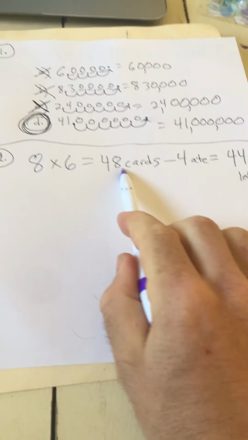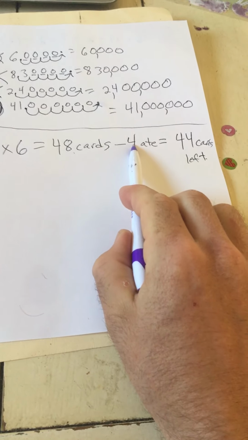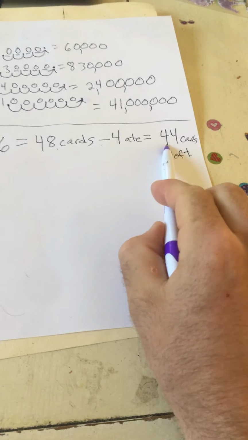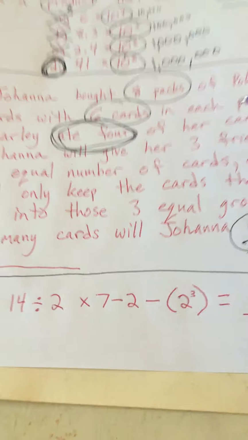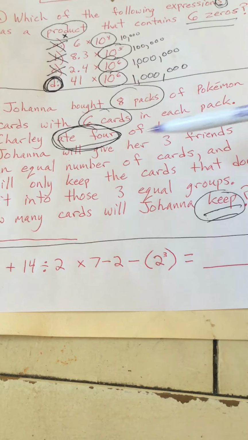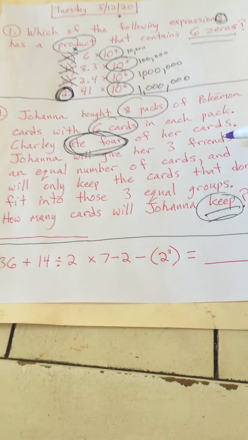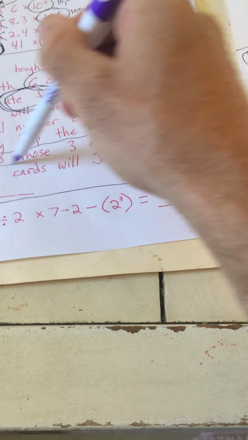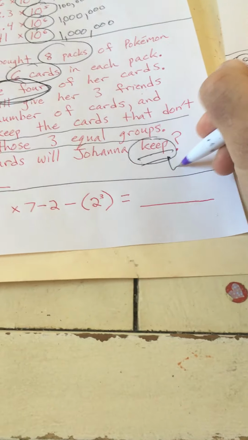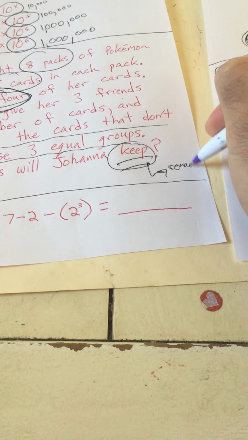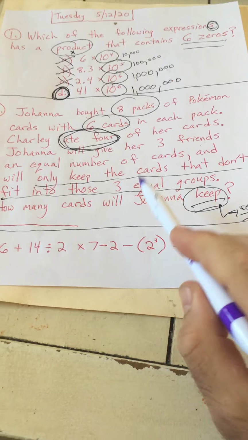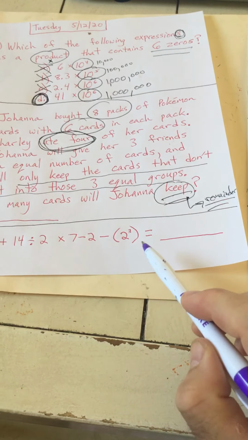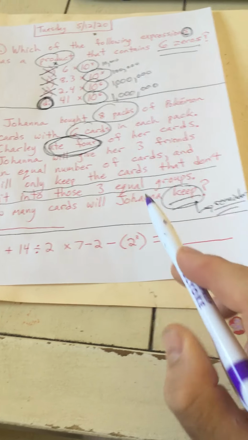Okay, 6 times 8 is 48 cards, but Charlie ate 4. So we had to subtract the 4 he ate. Now she has 44 cards so far. Johanna will give her 3 friends an equal number of cards and will only keep the cards that don't fit into those equal groups. So she is going to keep the remainder. She's going to give most of those cards to her friends, and she's only going to keep the ones that are remaining, that don't fit into those equal groups.